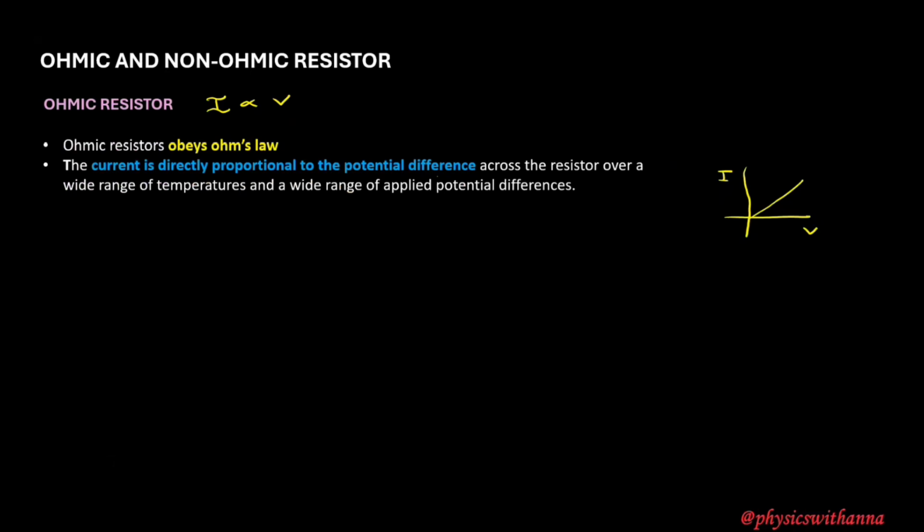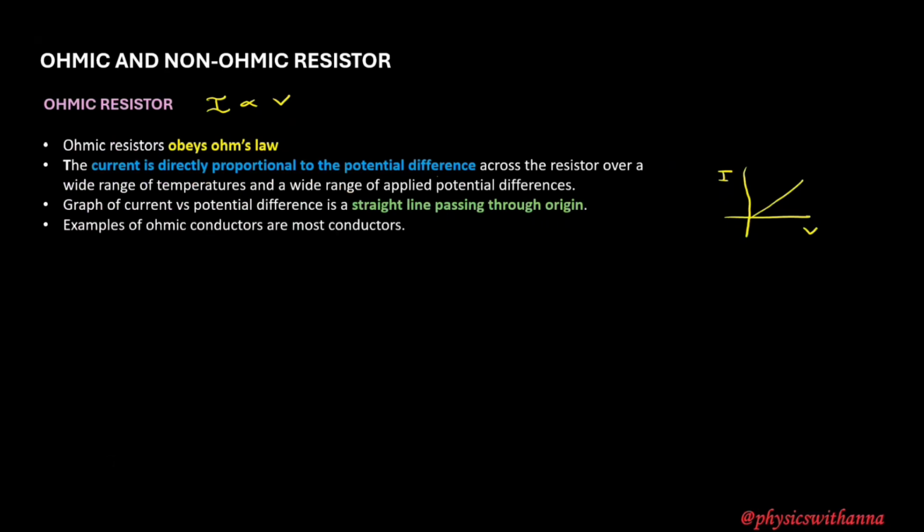So for an ohmic resistor, the graph of current versus potential difference must be a straight line that passes through the origin. Most metallic conductors obey Ohm's law, and the relationship between current and potential difference for these conductors is linear. That means when you plot their graph, you should get a straight line that passes through the origin.